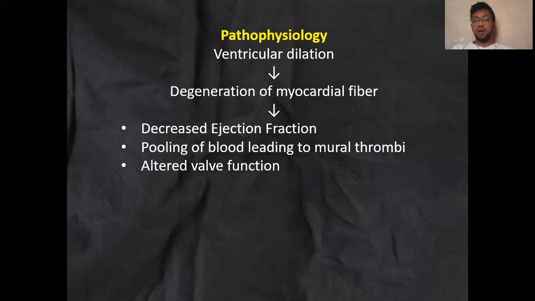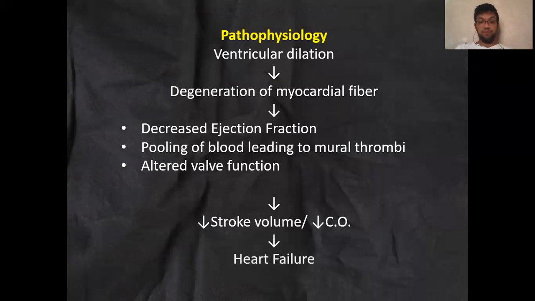And of course, there's altered valve function. So valves will not work well with dilated ventricles. If these things happen, there will be a decreased stroke volume and a decreased cardiac output. So if there's a decrease of these two, we expect that the circulating blood in the arteries is less than what is expected. So there will be less oxygen and nutrients circulating in the body of this patient. And if this continuously happens, this later on will lead to heart failure.